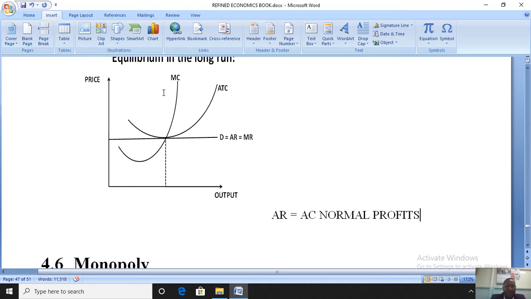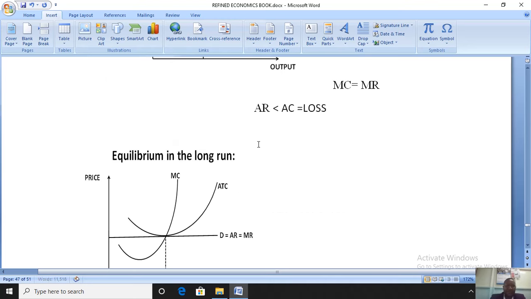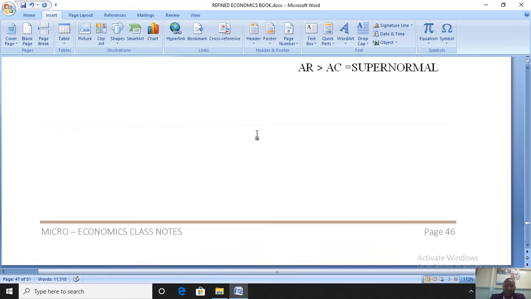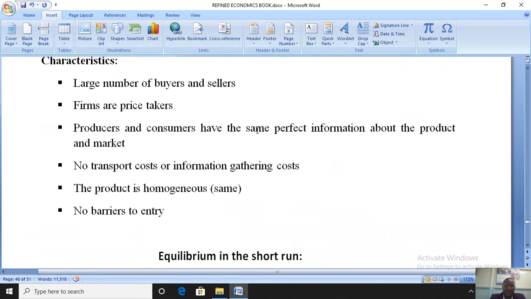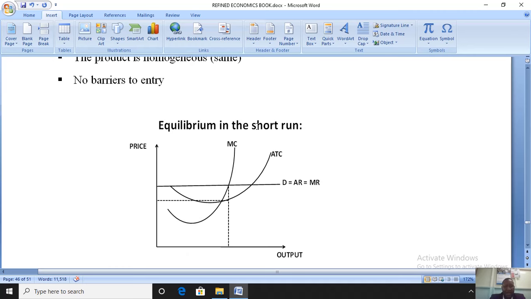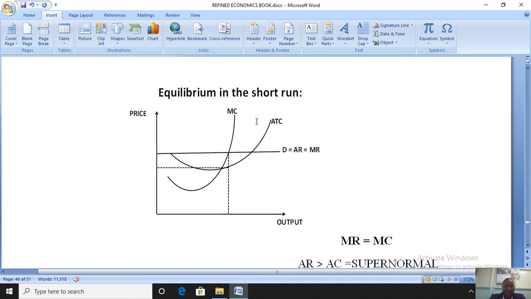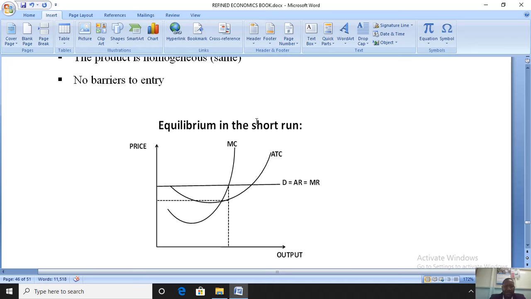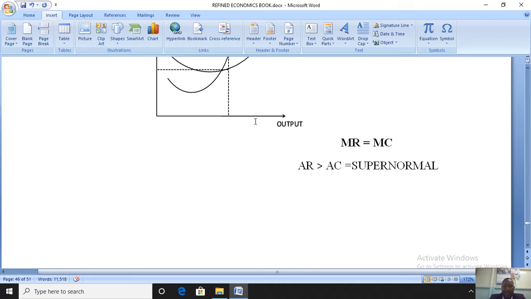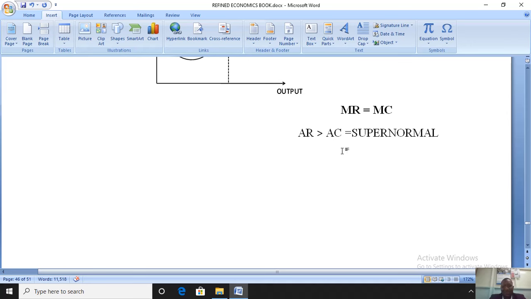So firms will be making normal profits in the long run. So that's the first market structure. What you need to know here is the characteristics or the structure itself. We know that the firms are profit maximizers, and you have to know how to do the graphs for the short run and the long run graphs. And the key points you need to explain here are the supernormal profits area, loss, and the normal profits.